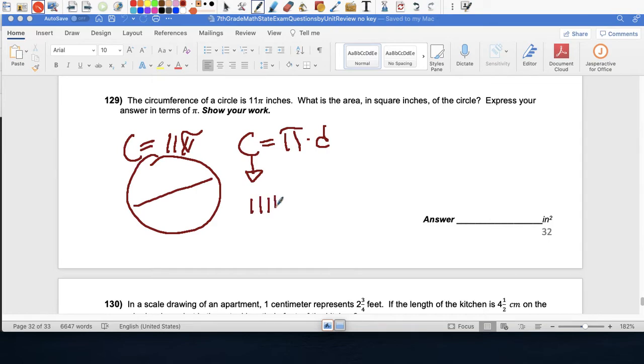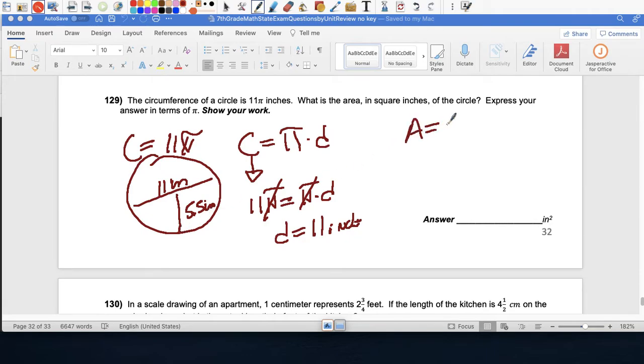Circumference is 11 pi equals pi times d. The 2 pi's can go away. And I'm given that the diameter of this circle is 11 inches, which means the radius is 5.5 inches. Now that I know the radius, can I find the area of the circle? Yeah, area equals pi r squared. Area equals pi times 5.5 to the second power.